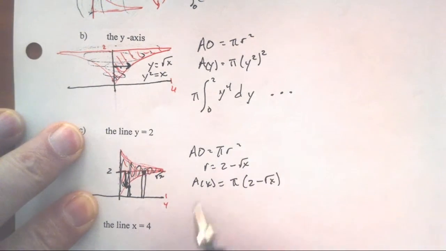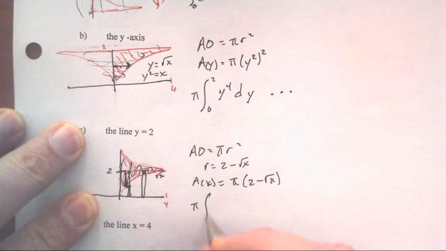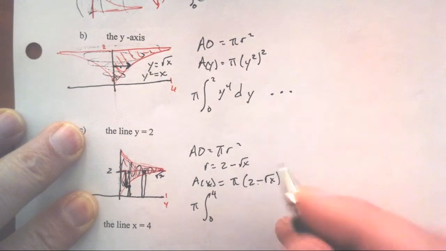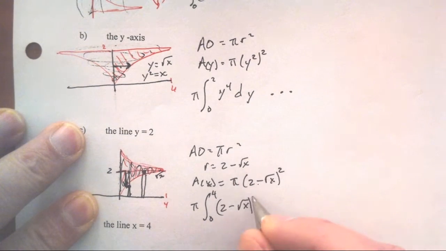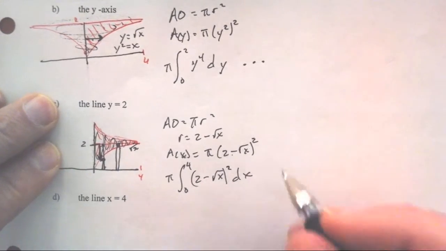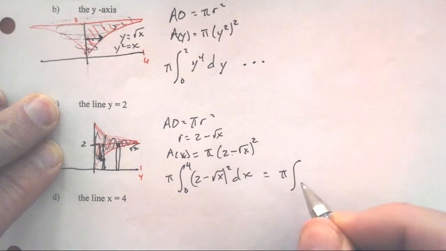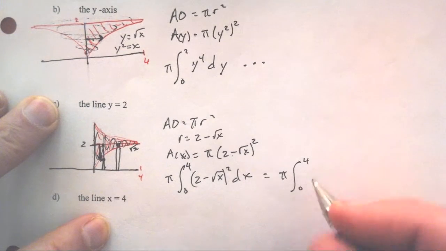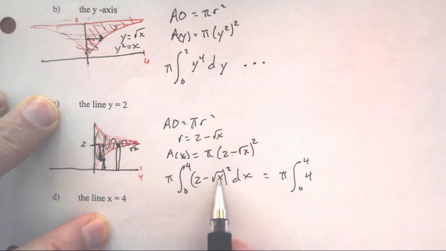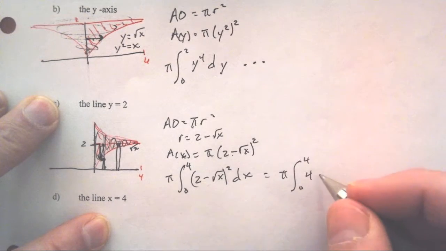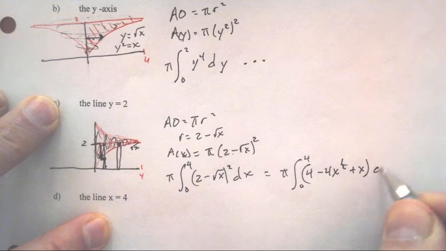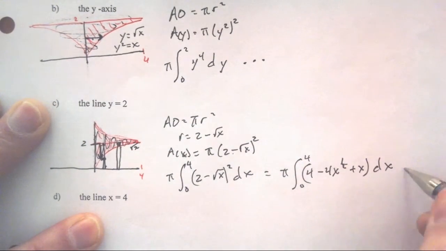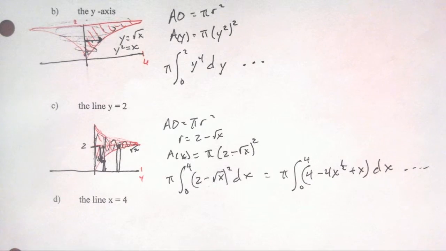Oh, I got it up here. All right. So we need pi times integral 0 to 4. Area is, this is my radius squared, 2 minus square root of x squared dx. I'll take that one step further. Pi times integral 0 to 4. Let's see, I would get a 4 when I square this. I would get minus 2 root x's and minus 2 more root x's, minus 4x to the 1/2, and I would get a plus x dx. And once again, I'm going to leave that to the reader.